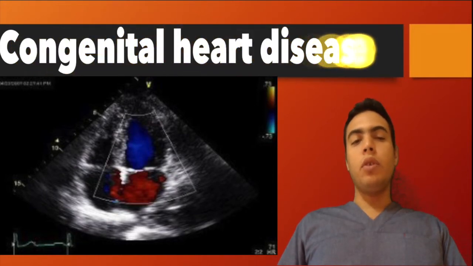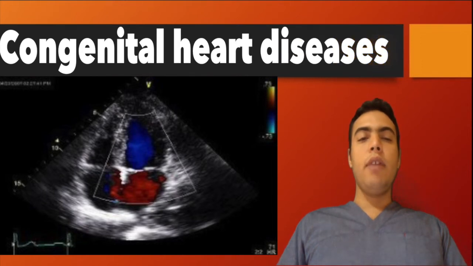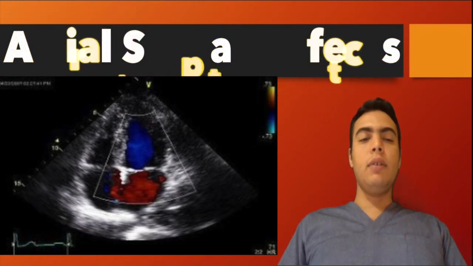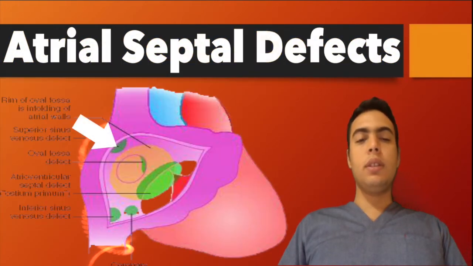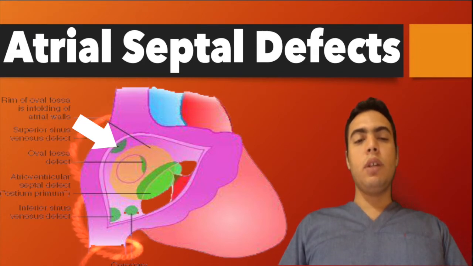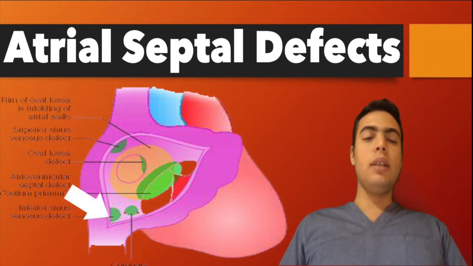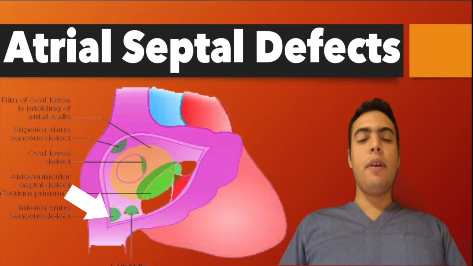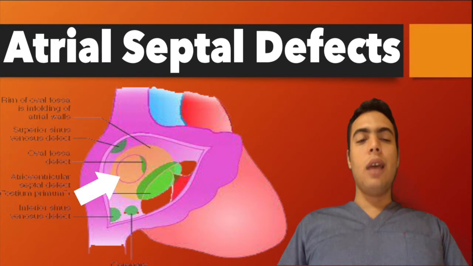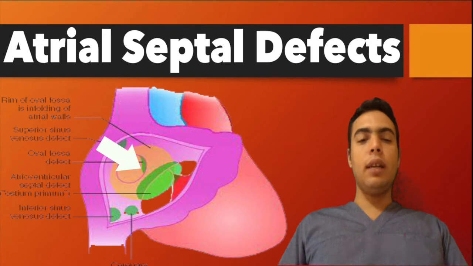Now let's talk about some congenital heart diseases, such as atrial septal defects. Atrial septal defects have so many kinds. One of them is called superior sinus venosus defect, which is near the superior vena cava, and the other one is the inferior sinus venosus defect, which is near the inferior vena cava. One of them is the coronary sinus defect, which you would see near the coronary sinus, and one is the fossa ovalis defect, which you would see in the middle. It's either ostium primum or ostium secundum.